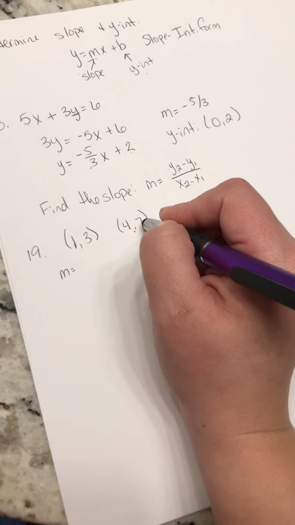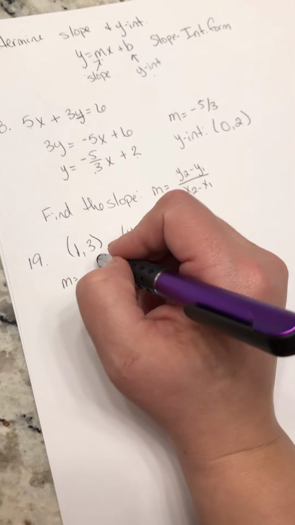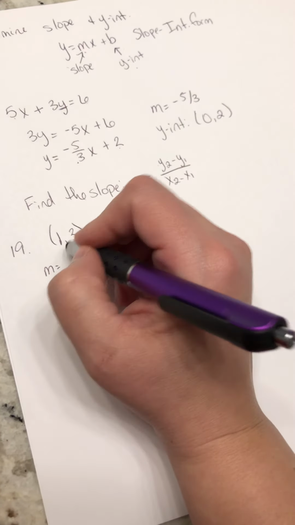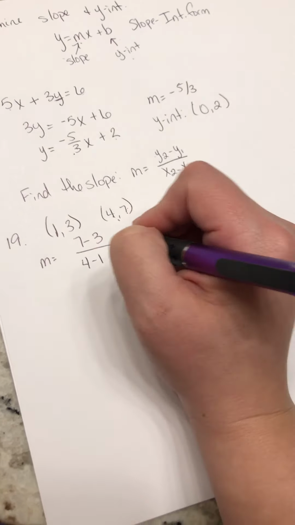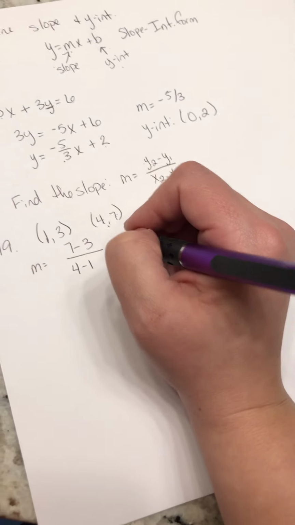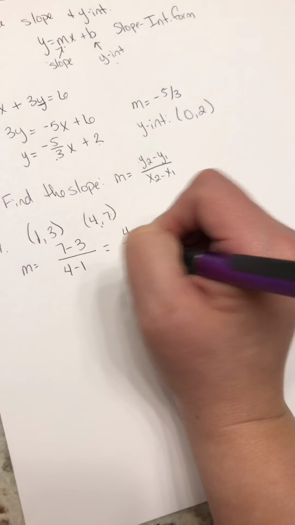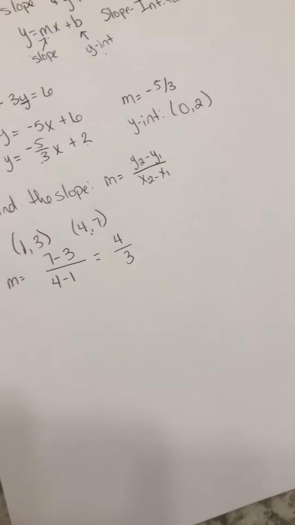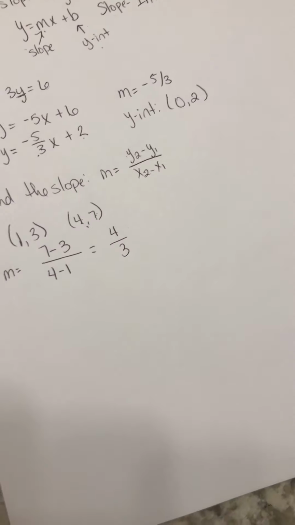So we're going to go difference in the y's: 7 minus 3 over 4 minus 1. 7 minus 3 is 4, and 4 minus 1 is 3. So my slope is 4/3. That's just plugging in your numbers.